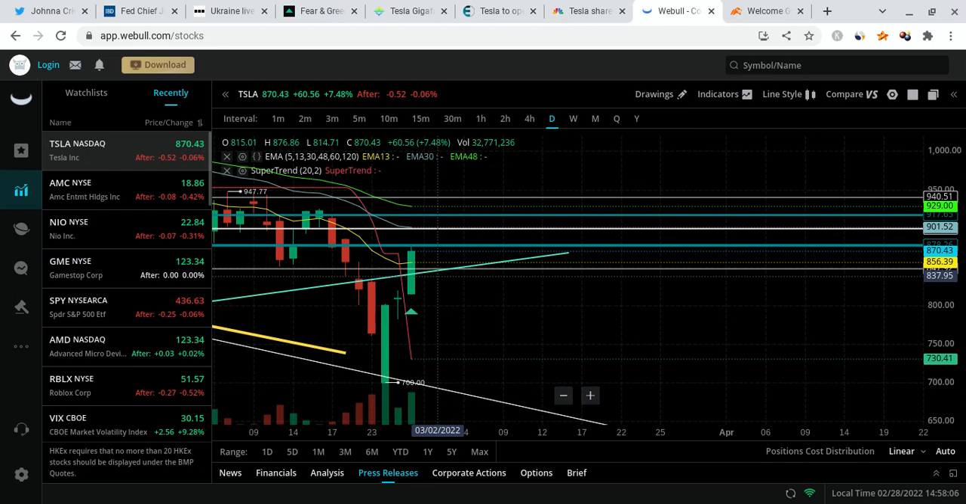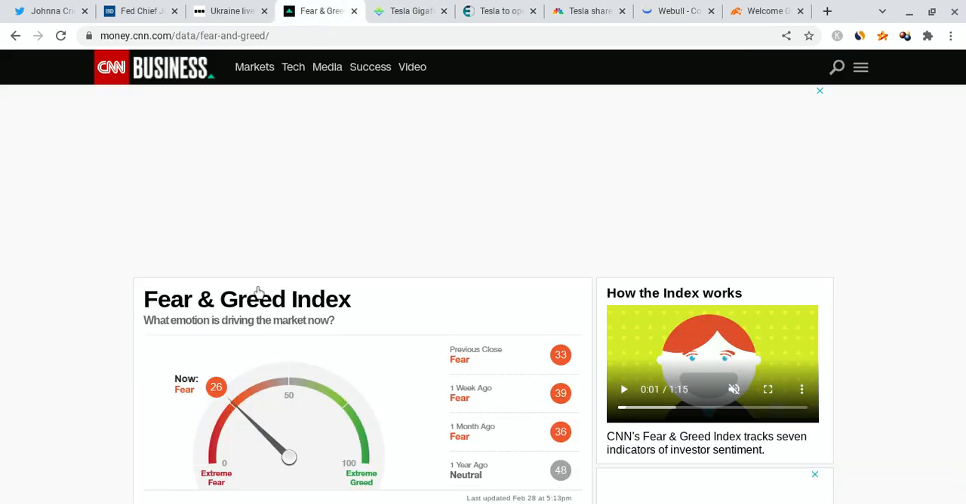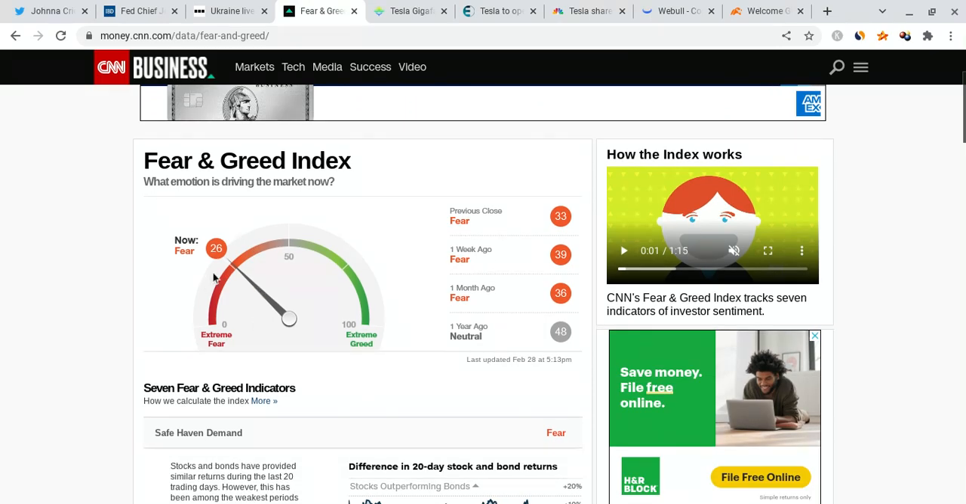But here's the thing about Tesla, guys. The market is not in a perfect state right now. There's still a lot of uncertainty. And if you look at the fear and greed index, I think that this is not adjusted yet for today. I think the market's a little bit closer to the greedy side. Maybe we're a little bit more fearful.